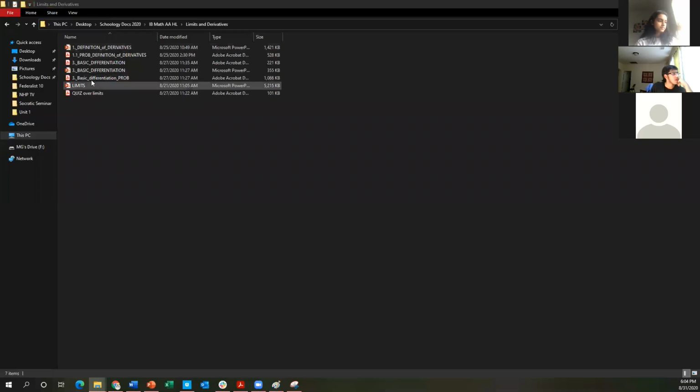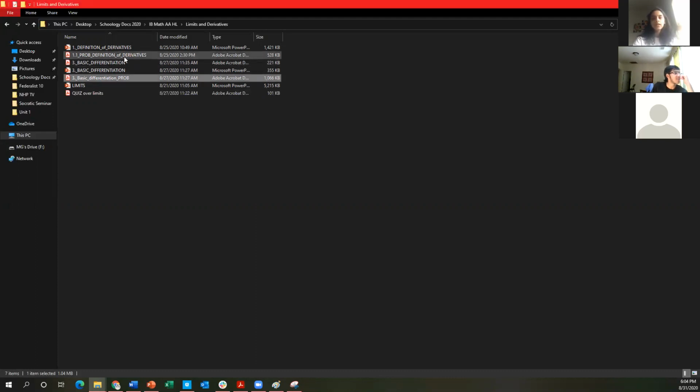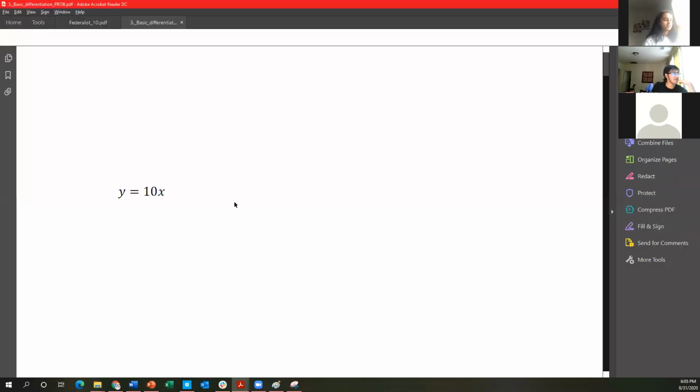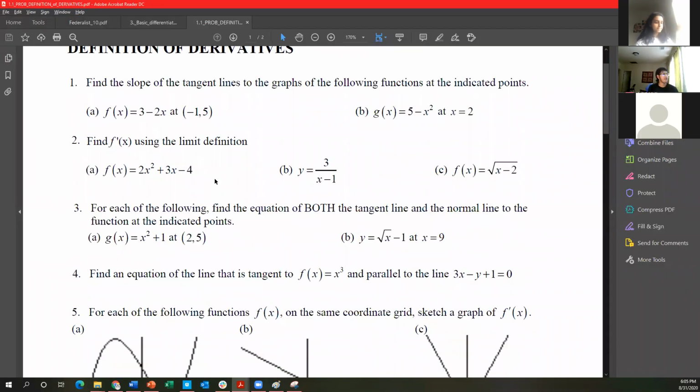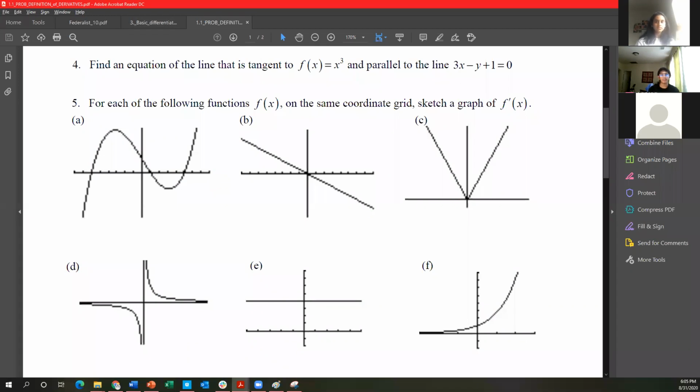Okay, so do we want to do basic differentiation problems or the definition of limits problems? Okay, so I know that in my breakout room, some people were confused about the graphing. The graphing, got it. That's in definition, I think. Yeah. Okay, this one, yeah.